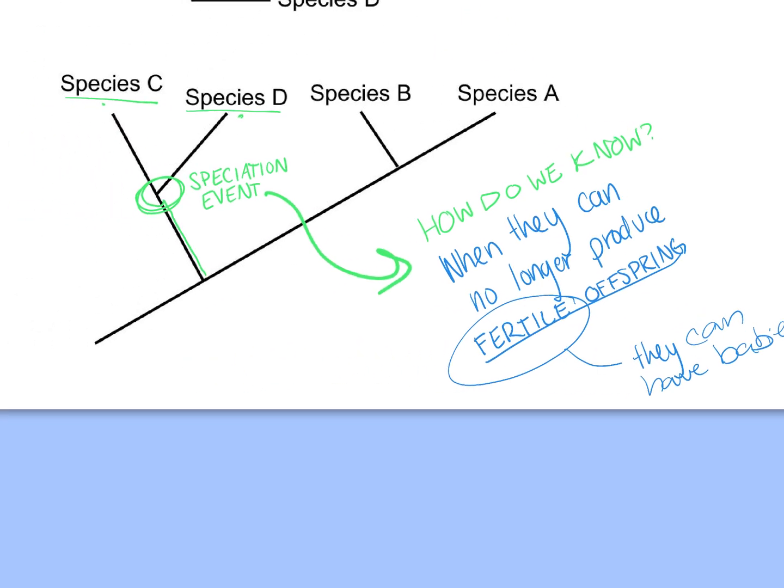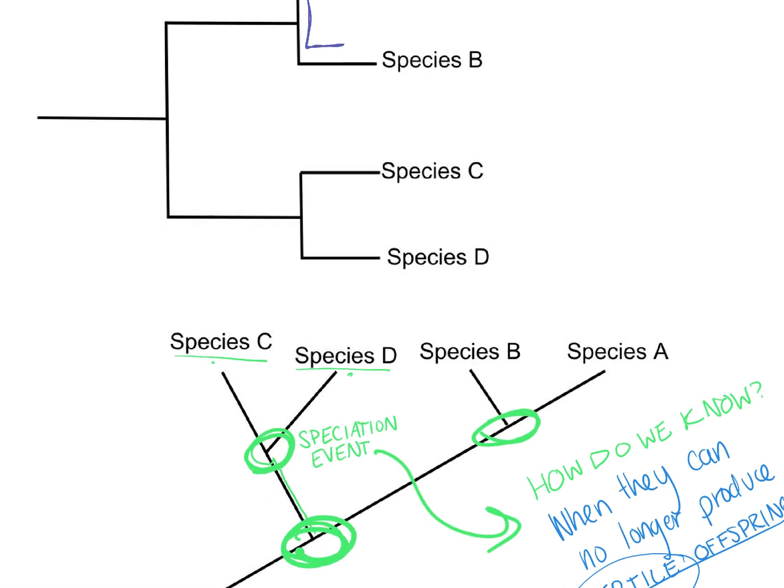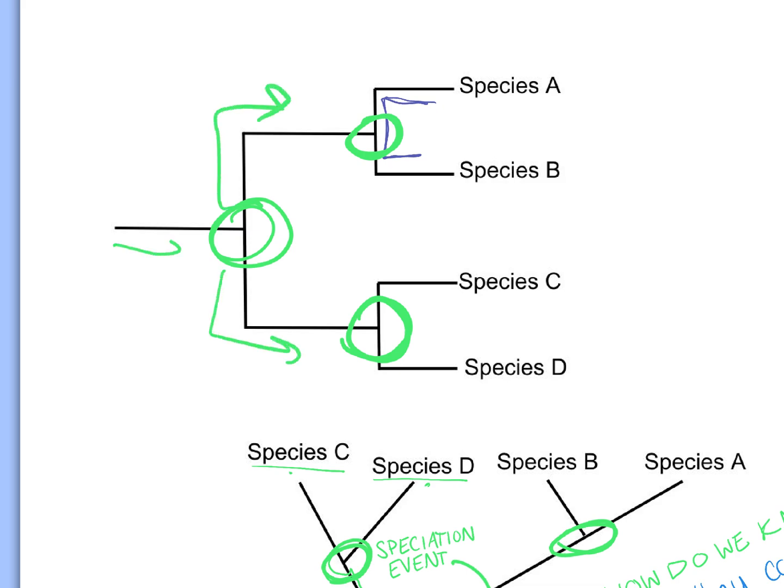So yeah, we can always see when this happens on a phylogenetic tree. Here we have a speciation event here, a speciation event here, and a speciation event here. On this phylogenetic tree, we have a speciation event here, one here, and one here. Back here, we had one species becoming two, so we might have called that A and C, and then A split into A and B, and C split into C and D.